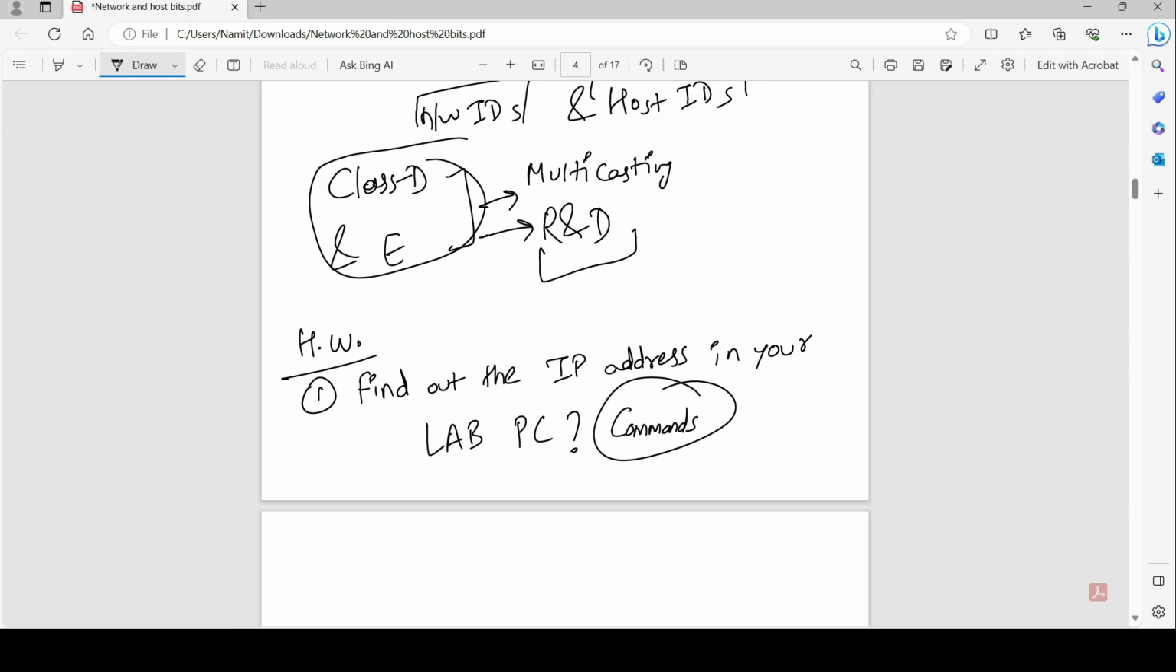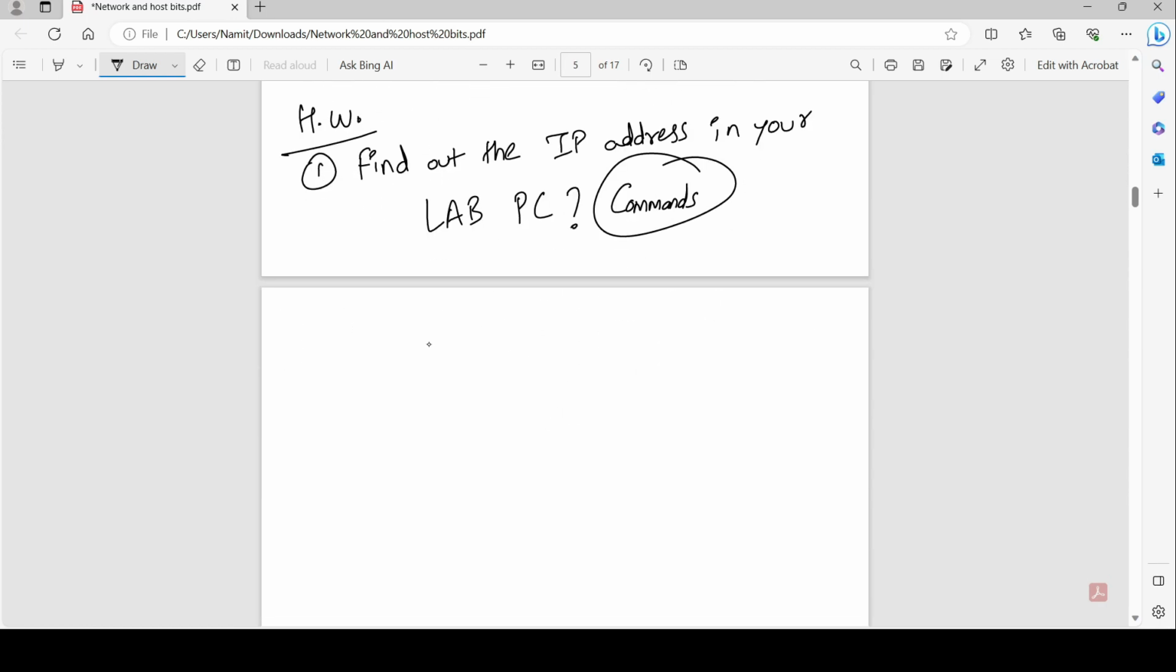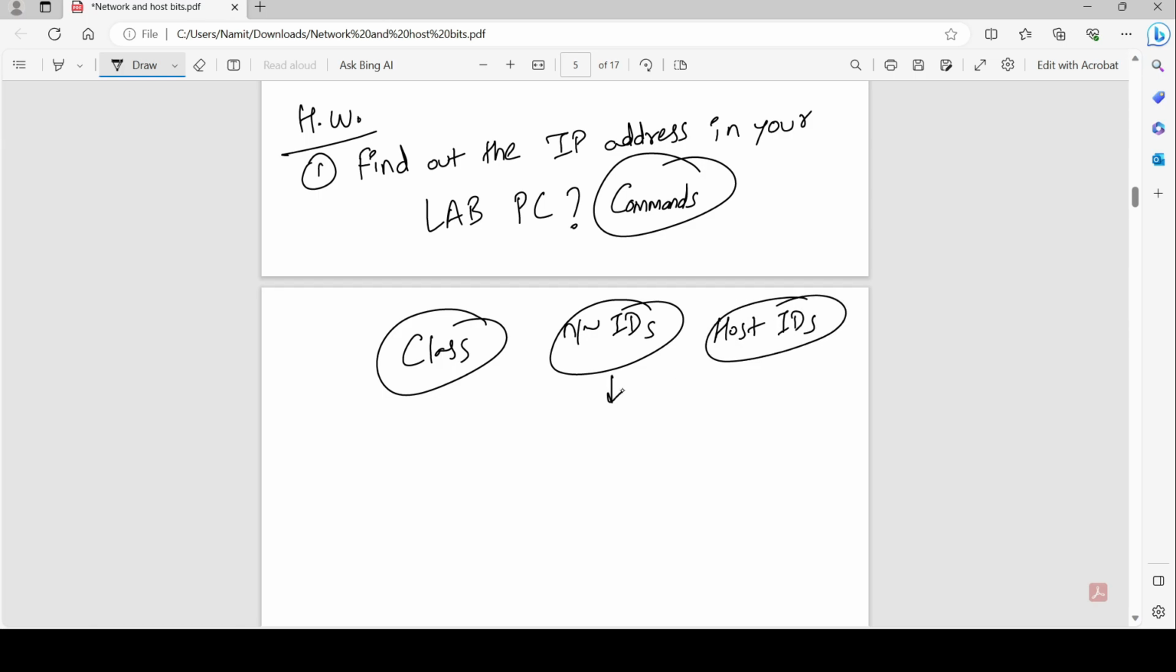Once you find out the IP address of your PC or lab PC, tell me the class of that IP address. Tell me the network IDs that would be there, and tell me how many host IDs that would be there. Furthermore, tell me how many networks can be designed using that class, and how many hosts per network. Okay, this is your only homework.